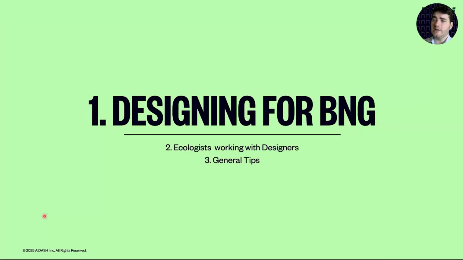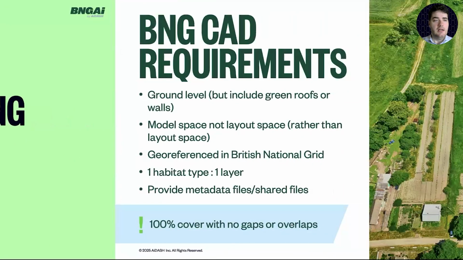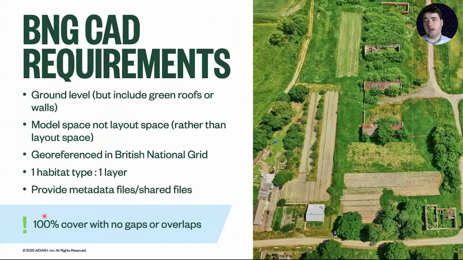So if we are designers and we're looking to support BNG better, what can we think about? Broadly, when we're working with especially CAD files, we want to be producing something that is a ground level map, unless we're working on green roofs or green walls that will fit into the metric. But broadly, even then, we probably want to have that all on one level. We don't want multiple maps around the place that can be confusing for digitizing and can make things unclear, especially when the language in the document and the CAD is not clear.